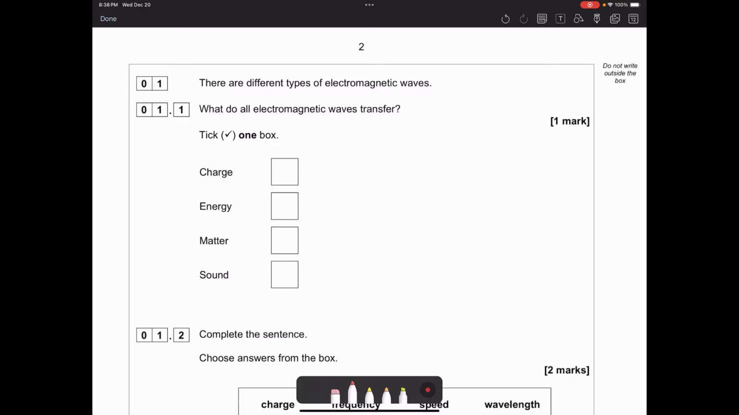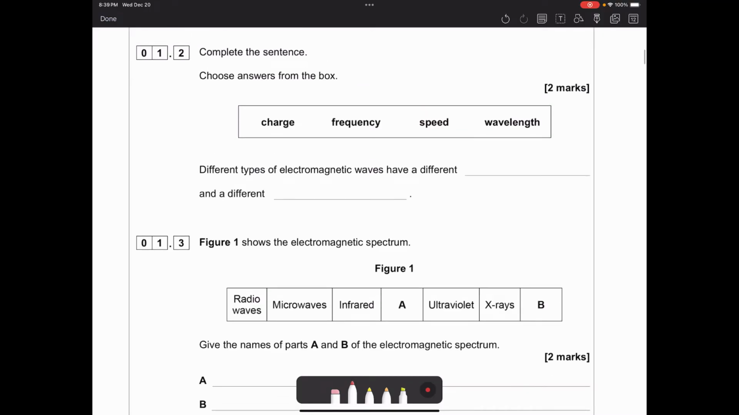So question 1 then, there are different types of electromagnetic waves. What do all electromagnetic waves transfer? Well, you should know that all waves in general transfer. The definition of a wave is that it transfers energy and information, but does not transfer any matter. So it's not charge, it is energy, it's not matter, and it's not sound. Okay, so the key thing is waves, like waves coming from your mobile phone, transfer energy and information.